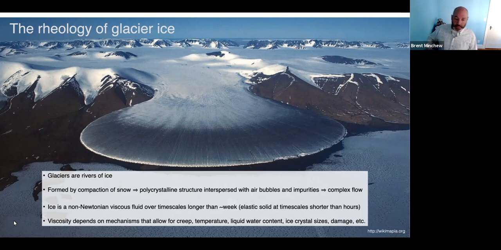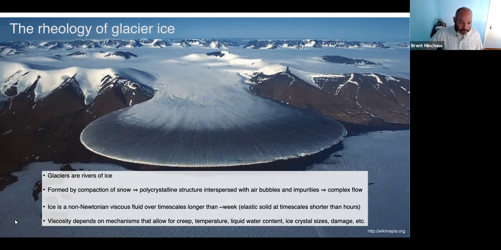And the viscosity depends on a whole variety of mechanisms that allow for creep. And these mechanisms are going to be influenced by the temperature of the ice, liquid water content, the grain size, that is the size of the ice crystals within the material, and damage, that is more macro scale properties of the ice. Crevasses and big fractures would be an extreme example of damage, but other features break up the continuity of the material at small scales and therefore influence its ability to carry loads and so forth.